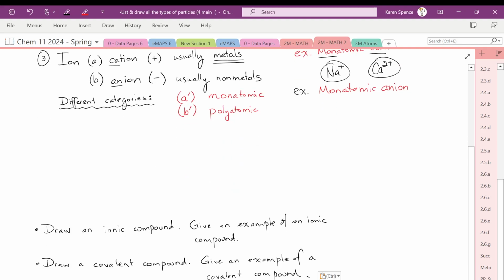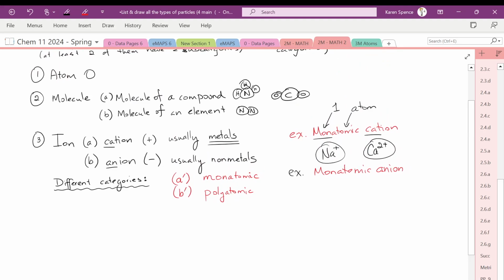Miss Beth, when do you use the little brackets? Like the square brackets? Yeah, I'll show you. Is that when you draw multiple things? Yeah.